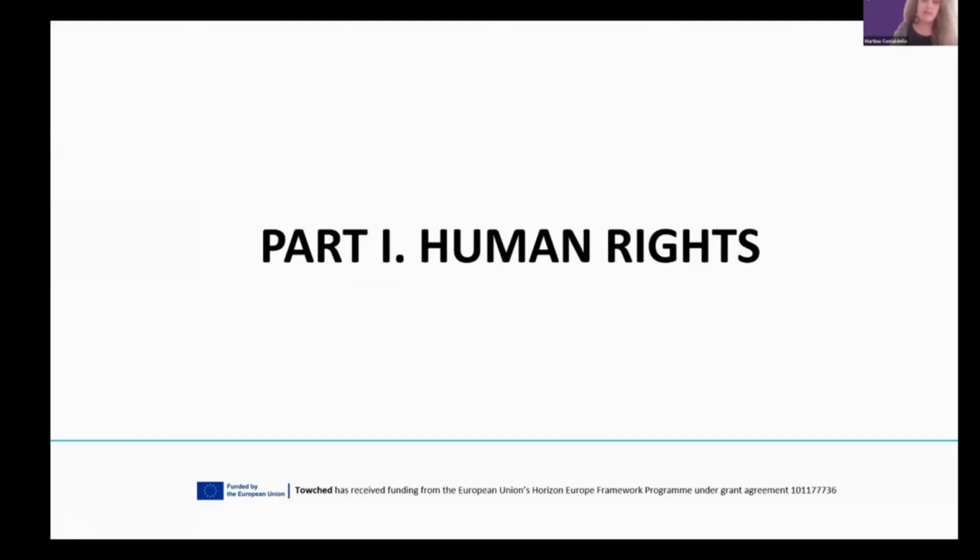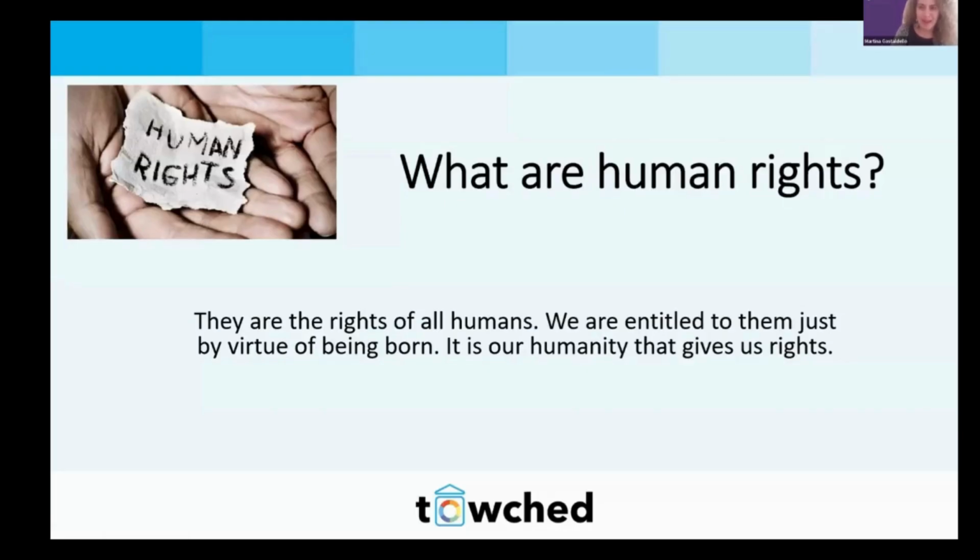Divided in two parts. The first part on human rights and the second part on the human rights-based approach. So, human rights, what are they?